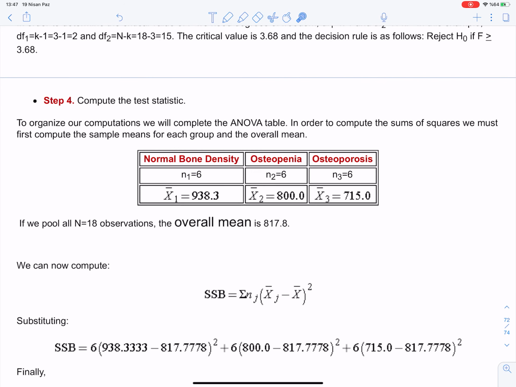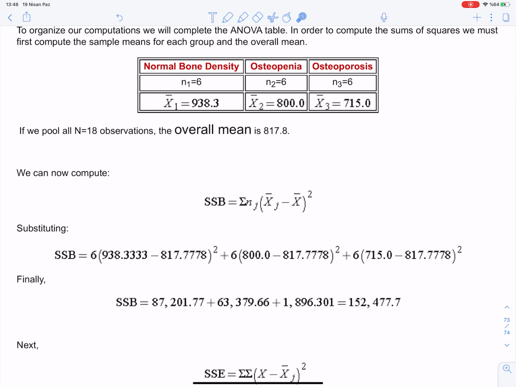So as I told you, if you divide the observation values by 100, you will get this: the mean becomes 9.38, this one will be 8, and this one is 7.15. If you reduce it by dividing by 100, the sample means of each group will be divided by 100 as well. But the calculation becomes simpler by hand.